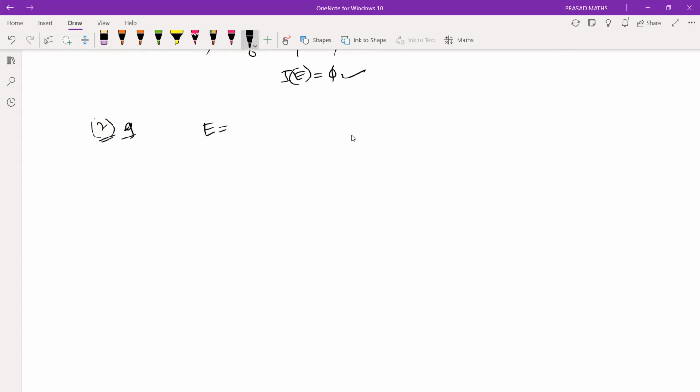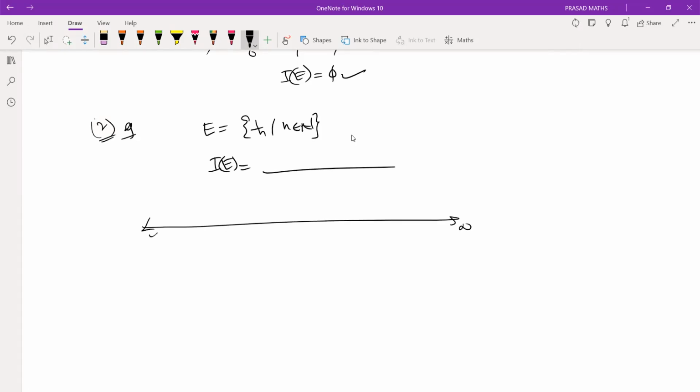With the same metric, suppose I take the set of 1/n such that n belongs to N. What are the isolated points? You are asked to find the isolated points, right? So this is nothing but 1, 1/2, 1/3, a decreasing sequence going on. There is a 0, but 0 does not belong to the set. Take any point which is less than 0: is it an isolated point? No, because it is not in E.